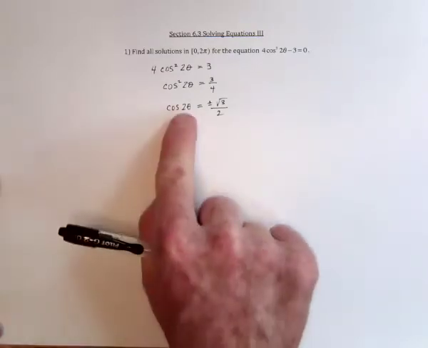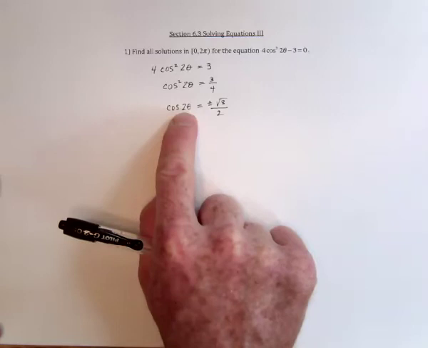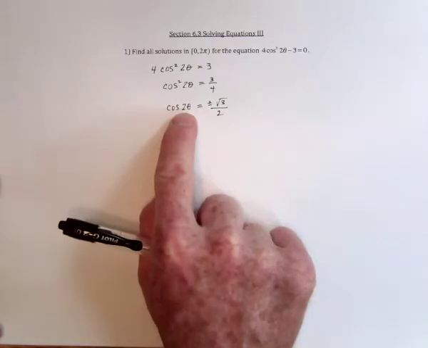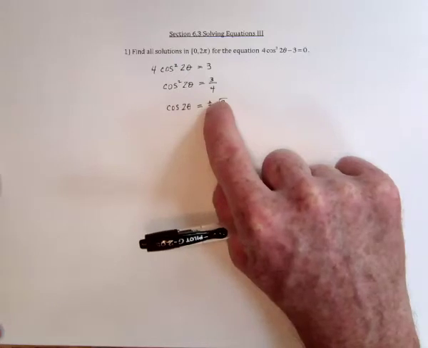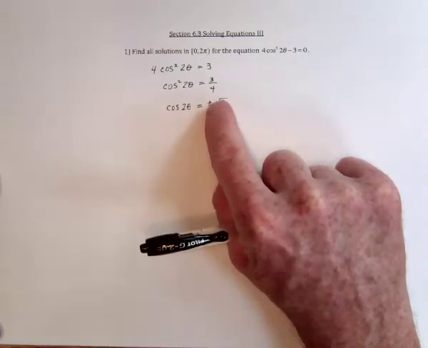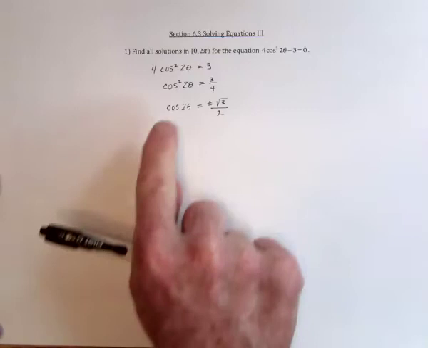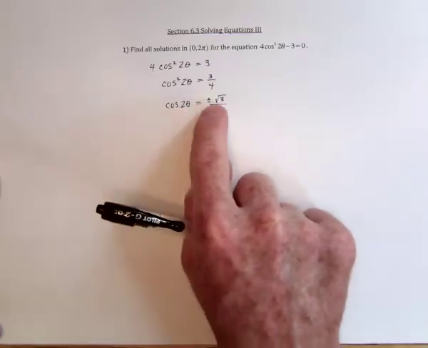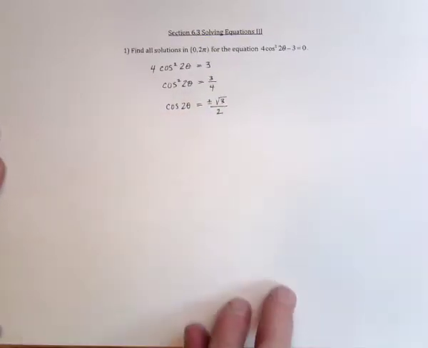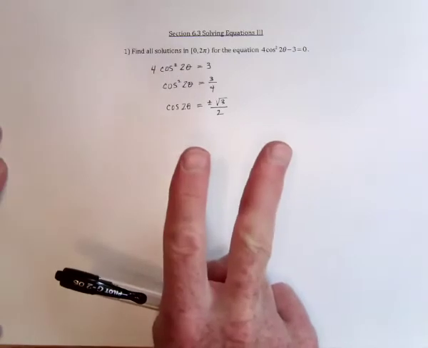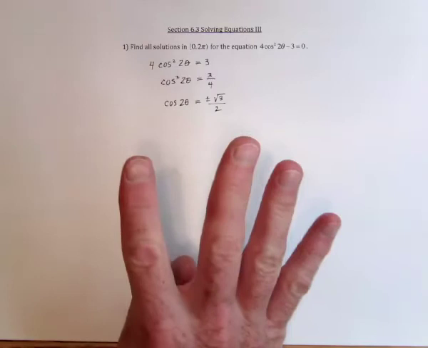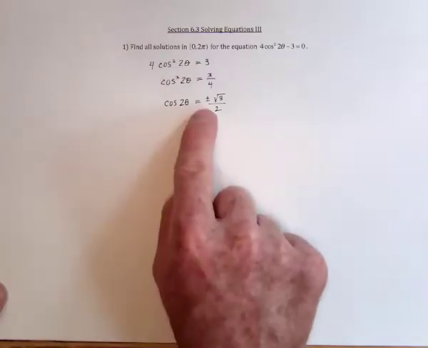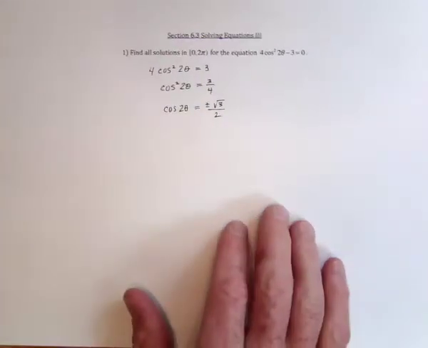And then because this is a 2 theta, we're actually going to get twice as many answers as usual. And because we have to consider the positive and the negative, we're going to get twice as many answers as usual. So if this just said cosine of x, and that said a positive square root of 3 over 2, that would mean that we're going to get 2 solutions. Because of the 2 theta, double it, 4 solutions. And then because it's positive and negative, double it, probably 8 solutions.